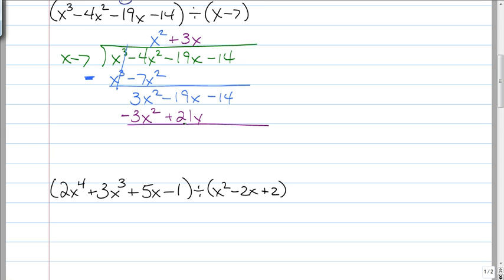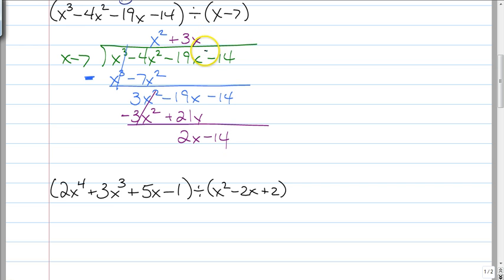Again, it's your choice. I'm not going to tell you what you have to do. Just pick something you like and do it. So the 3x squareds are going to cancel. That's their purpose. And then we have a negative 19 and a 21, so that's going to give us 2x minus 14. And we only have room for one more step.